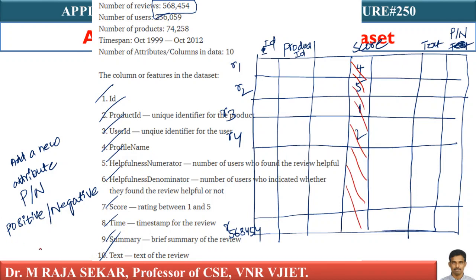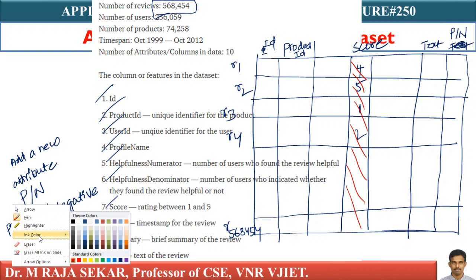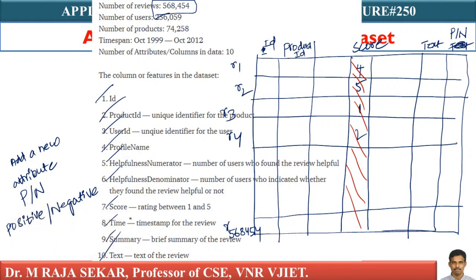We will try to understand how I can remove the score column and add a column known as P/N. P means positive, N means negative. If the score is 4 or 5, make P/N positive. Here the score is 4, so I must mark this as positive. This score is 5, so I must say this is positive.